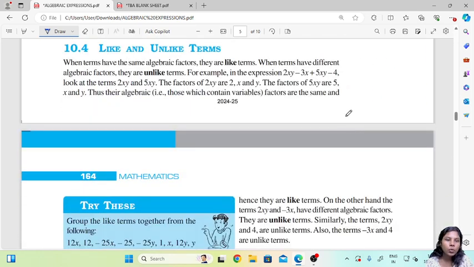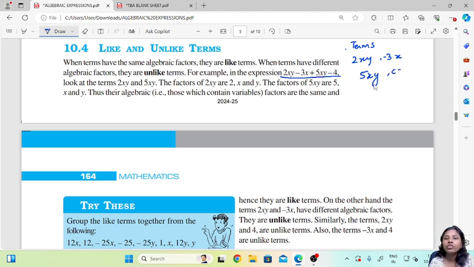Now let's go ahead and see what are like and unlike terms. So like is something which is similar. Like is what? Something that is similar between me and someone else. Unlike is what? Something that is different between me and someone else. Now say you have an equation here, okay. So what are the like terms in this? First we'll see the terms. We have 2xy, we have 3x, minus 3x, we have 5xy. Okay, so these are the three terms.